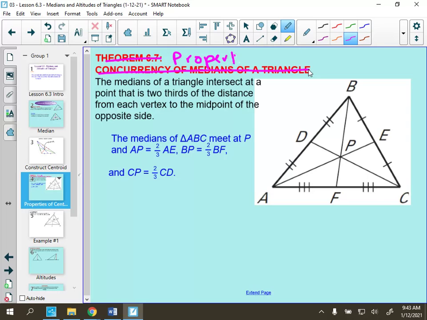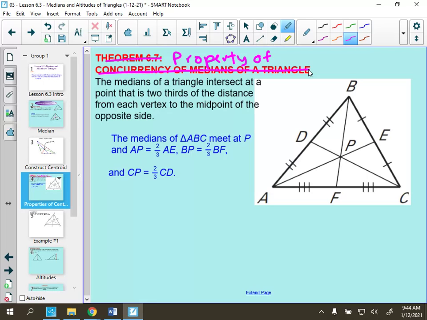Not that it's not important that it has a name, but the property that we need to know when we see a median or a centroid. Property of a centroid: the medians of a triangle intersect at a point that is 2/3 the distance from each vertex to the midpoint of the opposite side. Do we got all that?